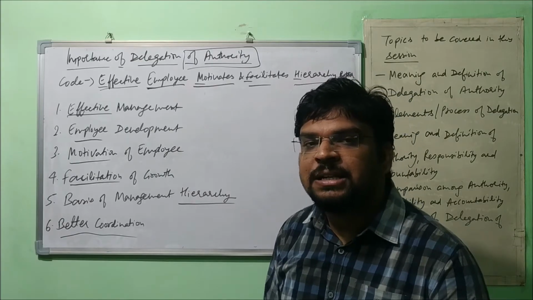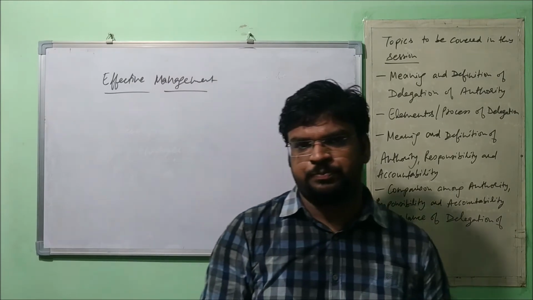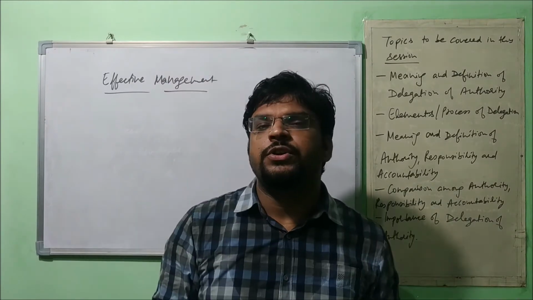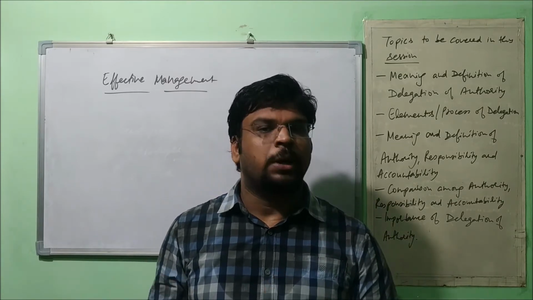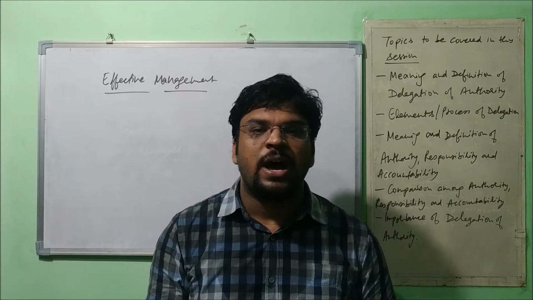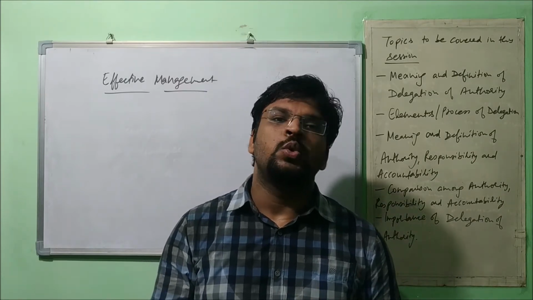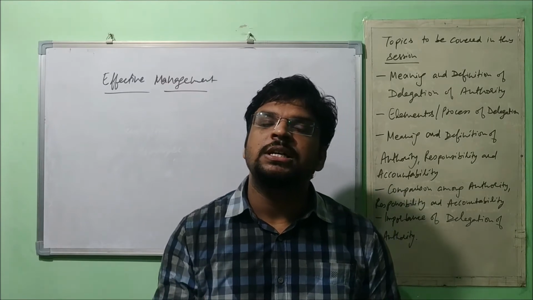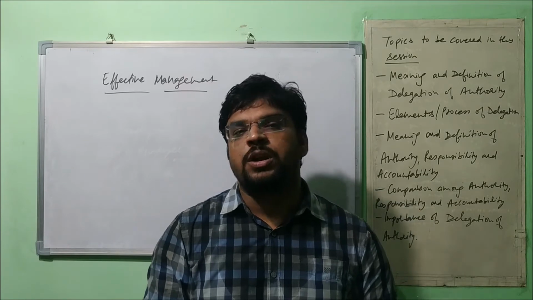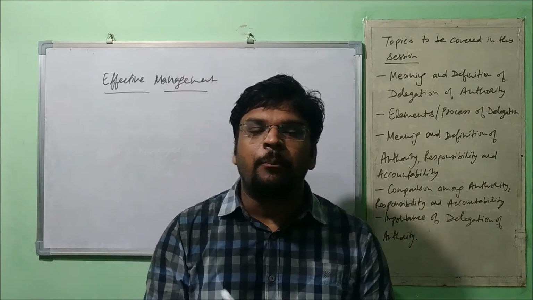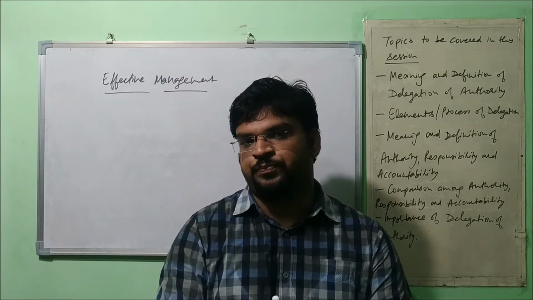Now let's understand these points one by one. So the first point is effective management. In the beginning of the video, I gave you an example, right? One top level manager was overburdened and that is why he was not able to focus on the highest priority issue. Then he had to share his workload with his subordinates, right? So by delegating the authority, what happens? The managers can focus on the most prior issues, right?